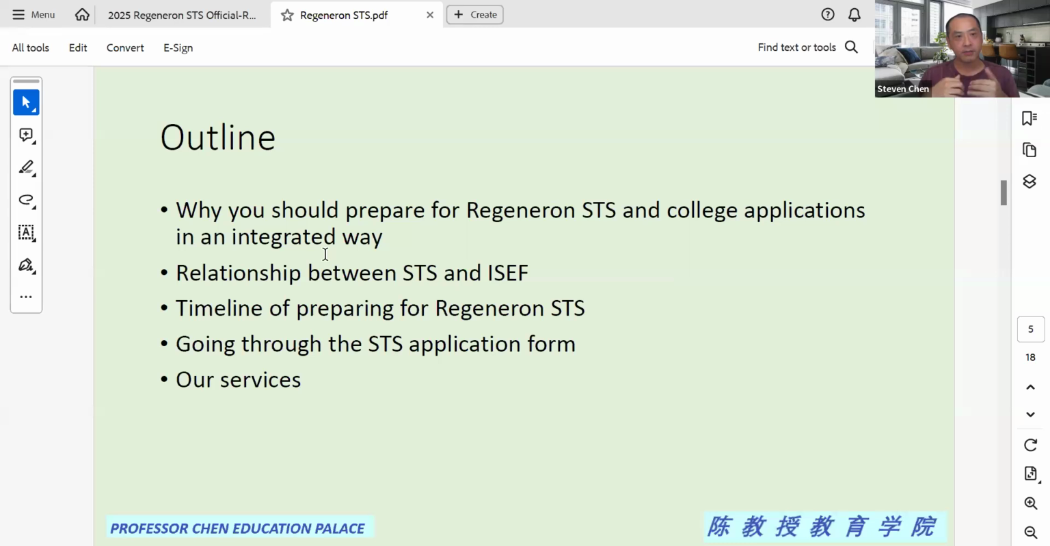And the second, because STS and SF are both organized by the same institute, and they share lots of similarities. They are both research competitions, right? So what are their relationships? And third, I will give you the timeline of how to prepare for Regeneron STS. And then we will go into the STS application form. So we'll go through all those tasks one by one. And finally, I will tell you about what we can do for students.